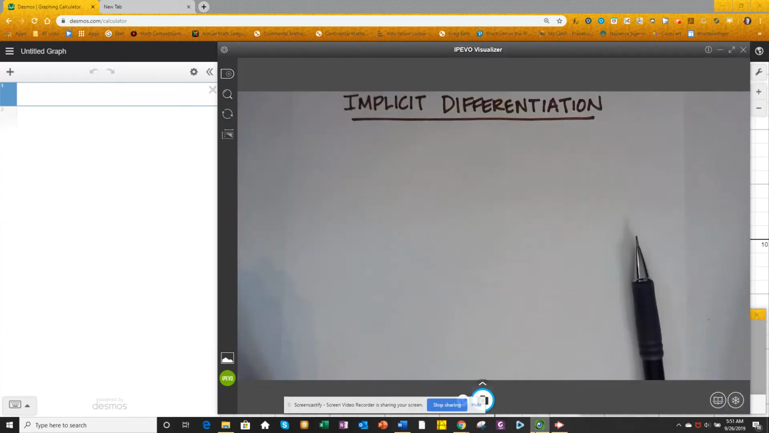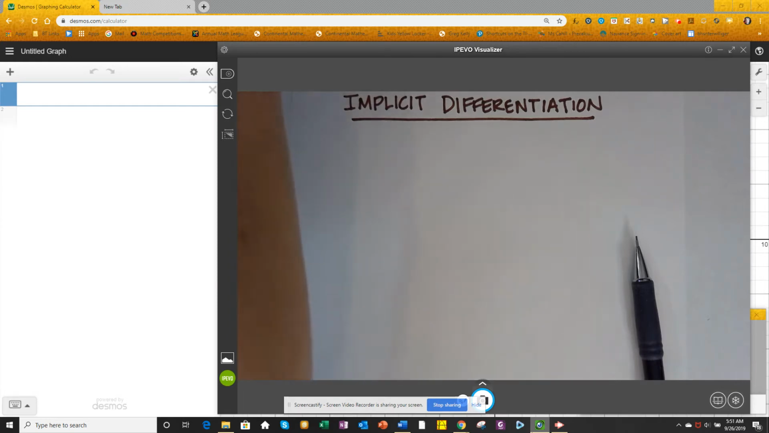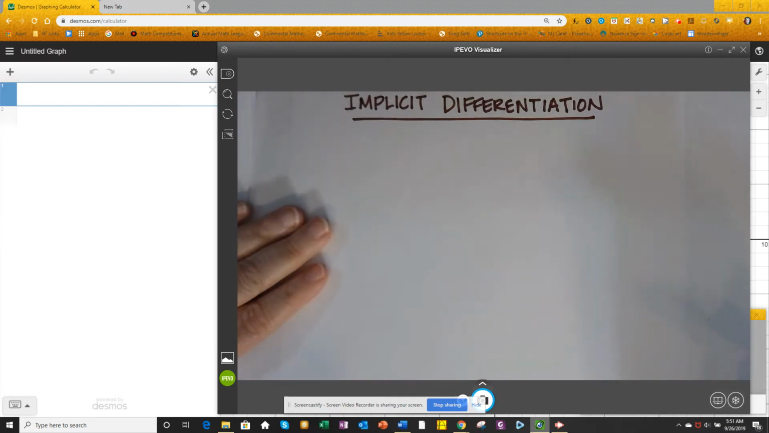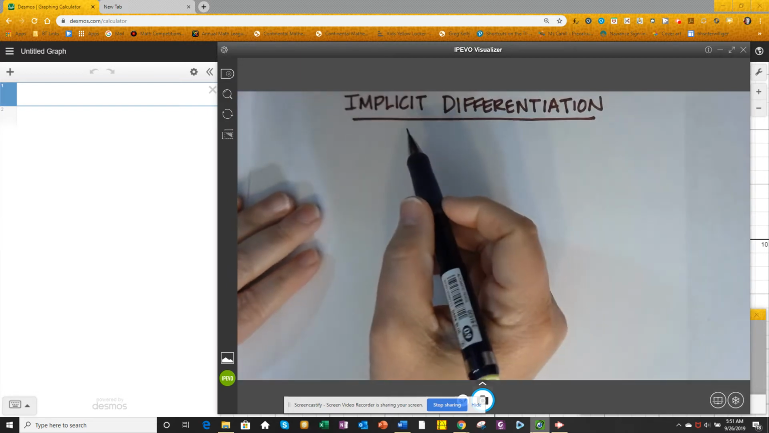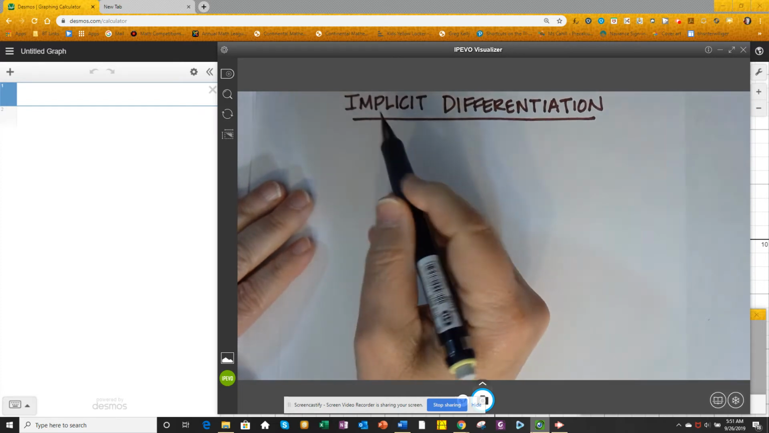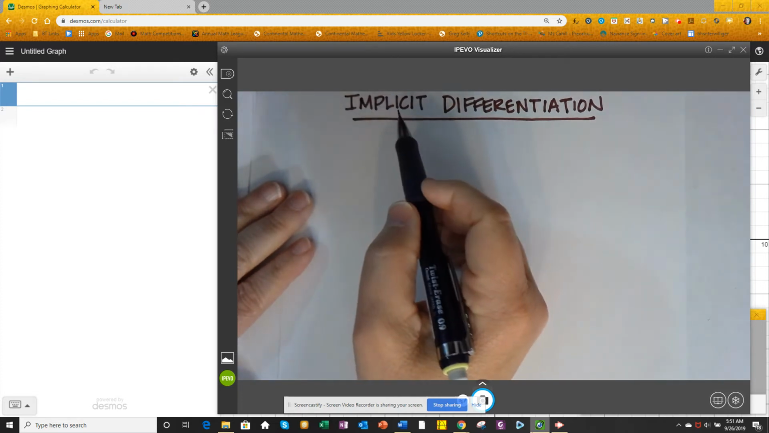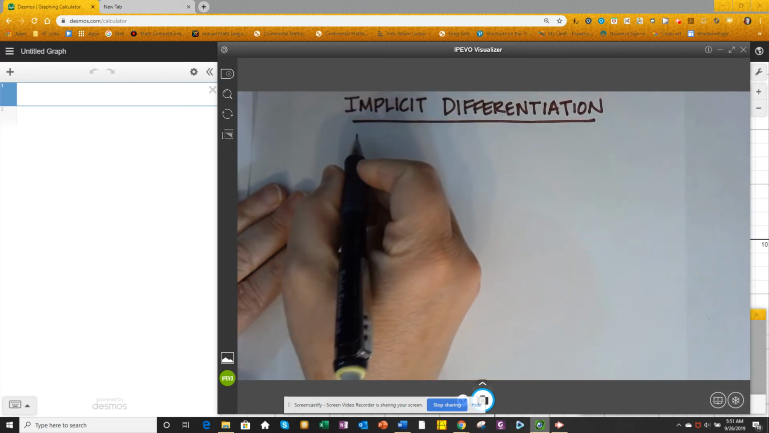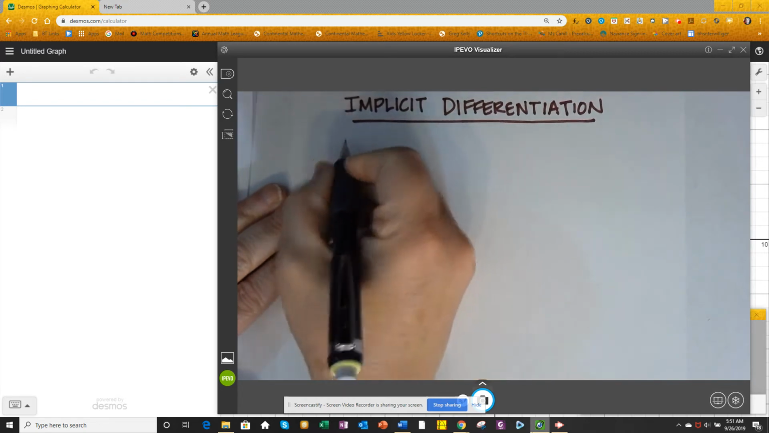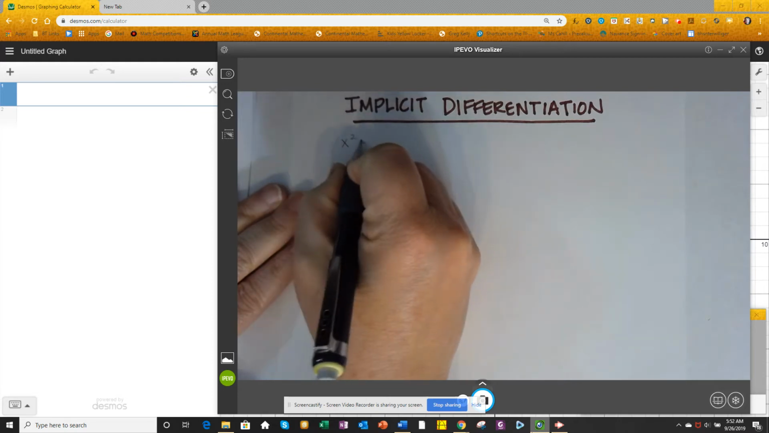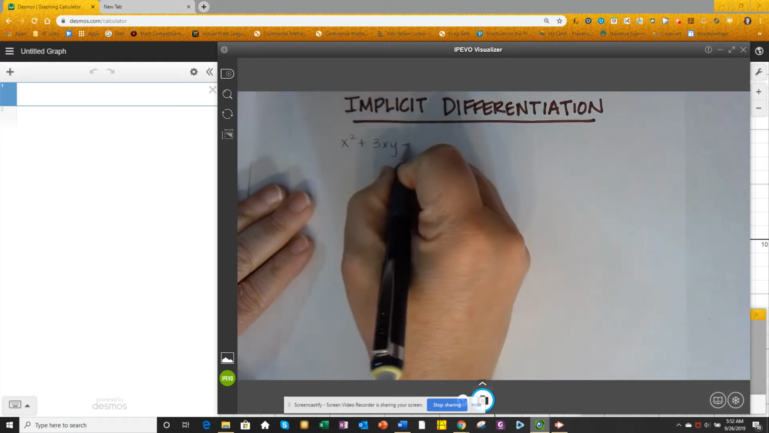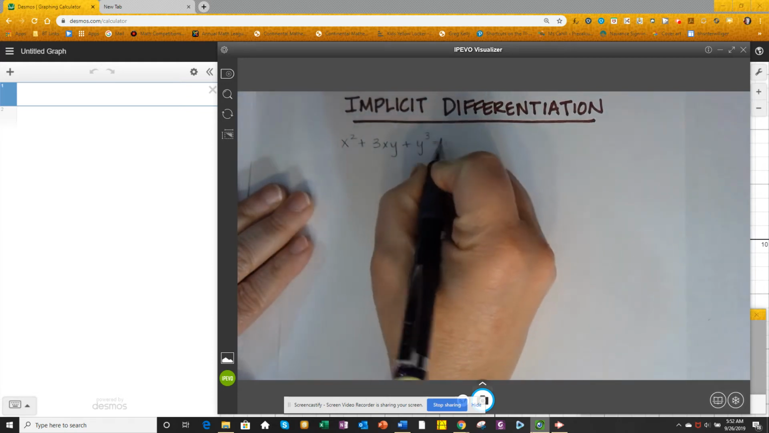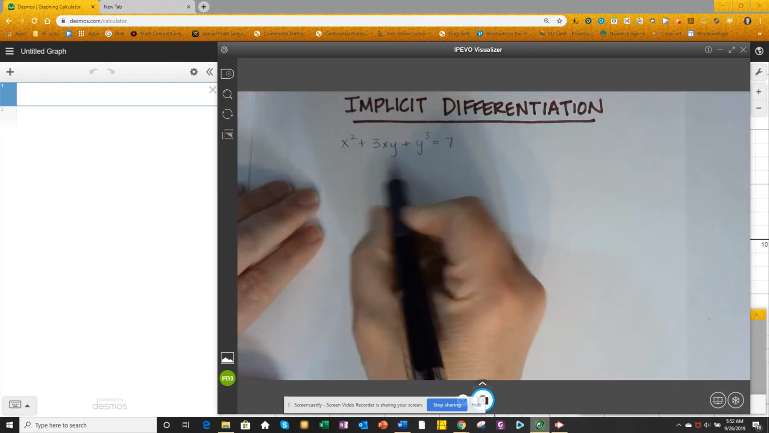Hi, we're going to talk about implicit differentiation today, which uses the chain rule, which we should have some competency in from last time we discussed differentiation. So I wanted to talk about what it means to be implicitly defined. Back in pre-cal, we talked about functions that were implicitly defined, something like x squared plus 3xy plus y cubed equals 7. This is implicitly defined.